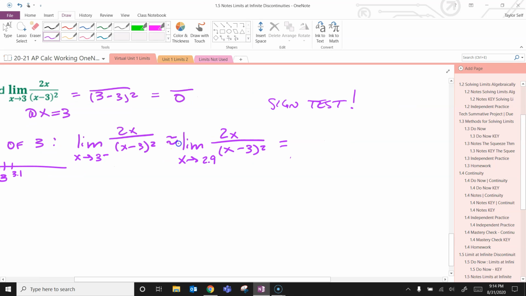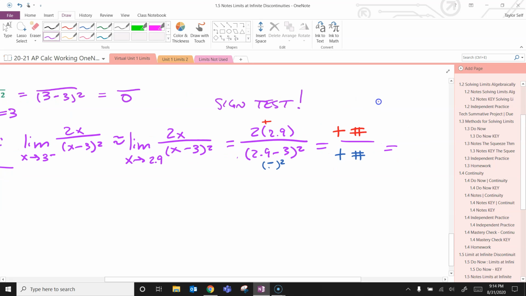Okay, so you should have plugged in 2.9. So you get 2.9 over (2.9 minus 3) squared, and we get a positive on top. So positive number on top over, and then if we look at this, we have a negative, but the negative is squared. A negative squared turns into a positive, so we have a positive number on bottom. So your answer should have been, after solving that limit, you get a positive number. Positive number on the left-hand side. So we're approaching positive infinity on the left.